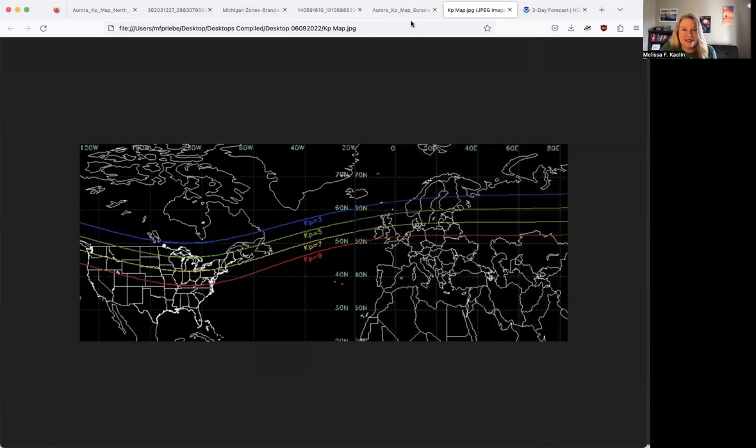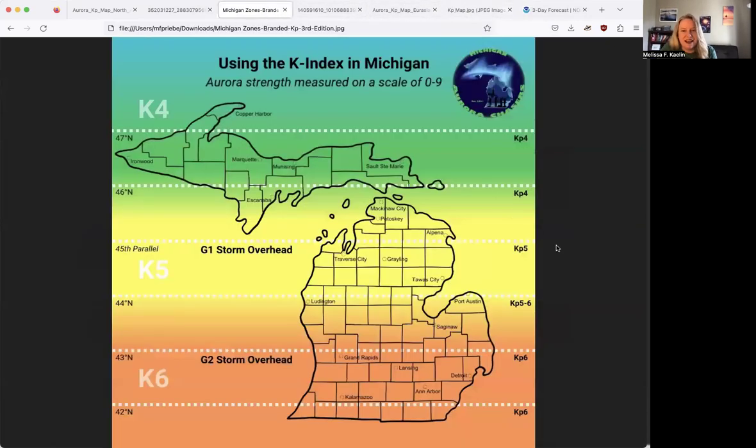So that is our discussion of the KP map and how to read it. And again, just remember, the stronger those values are, the farther south the northern lights are going to push. And anywhere along these latitudes, anywhere north of this is still going to have a really fantastic shot as long as you can find clear skies with dark skies. And that will give you good chances of seeing visible aurora.